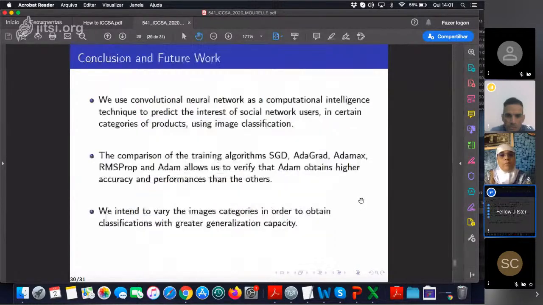So as a conclusion, we use a convolutional neural network as a computational intelligence technique to predict the interest of social network users in certain categories of products using image classification. The comparison of the training algorithms, SGD, AdaGrad, Adamax, RMSprop, and Adam, allows us to verify that Adam obtains higher accuracy and performance than the others. And as for future work, we intend to vary the image categories in order to obtain classifications with greater generalization capacity.